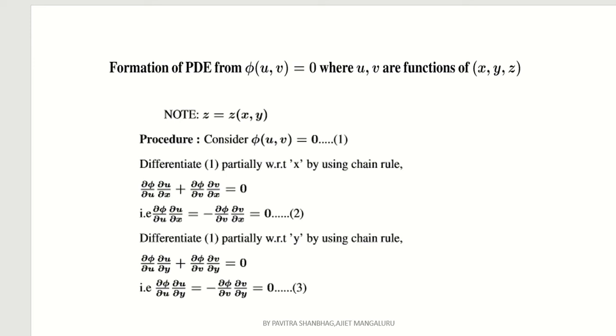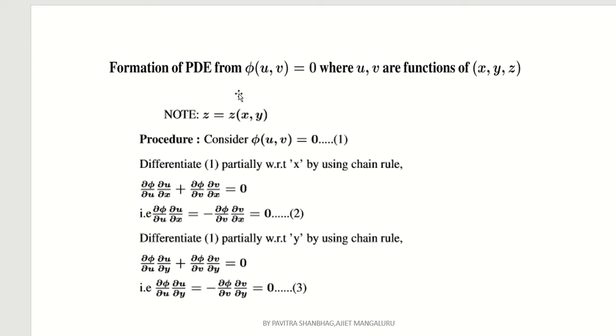Now another form of formation of PDE, that is formation of PDE from phi of u, v equal to 0, where u and v are functions of x, y, z. This is the standard form. But here you should note a very important concept, that is z equal to z of x, y. What is the meaning of this? In this whole module, we should not consider z as a constant. We should consider z as a function of x and y. This is a very important step. Dou z by dou x is small p, dou z by dou y is small q.